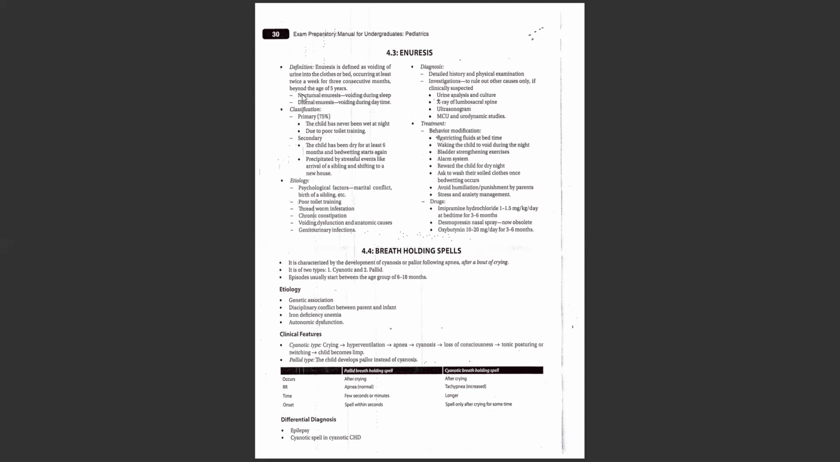So, regarding the definition, it is usually normal within the age of 5 years and abnormal beyond 5 years, occurring at least twice a week for consecutive 3 months. That is called enuresis. There are classifications like primary and secondary. In primary, the child has never been wet at night.